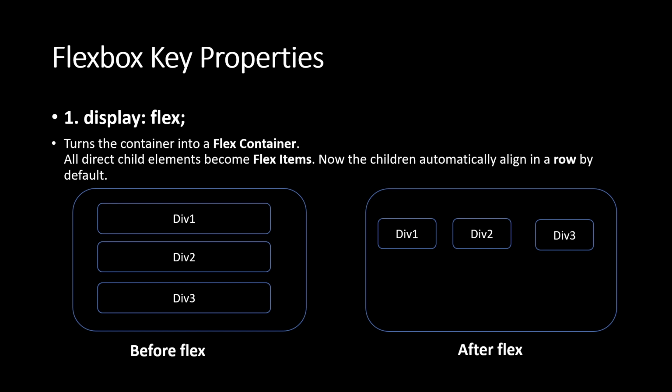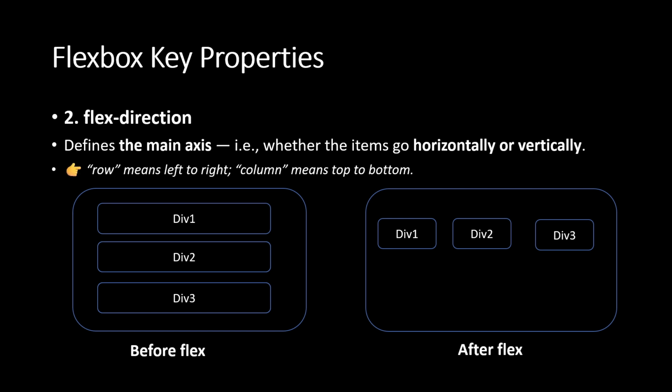Now this container is not a flex container, but as we apply the display flex property, this container is now a flex container, and the items in the container are now flex items, right? And by default the flex direction property is row. So div1, div2, div3 are aligned row wise, right? So this display property sets the container as a flex container, right?